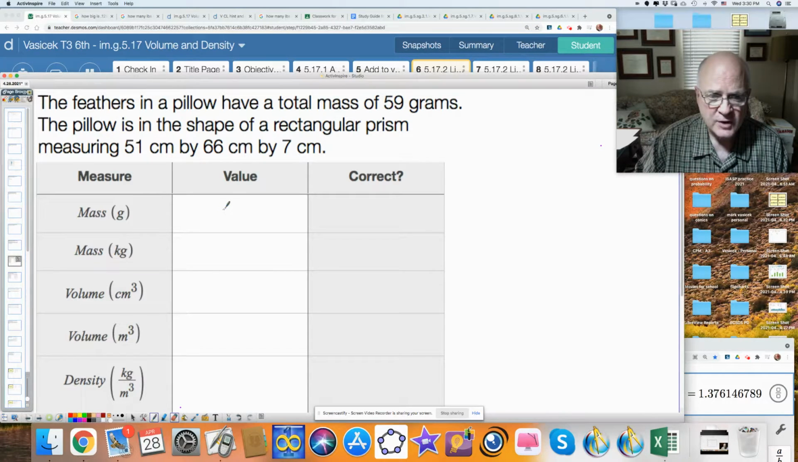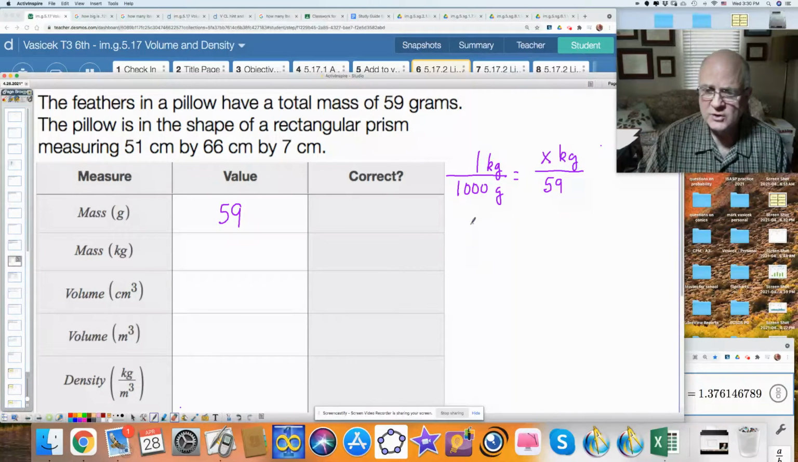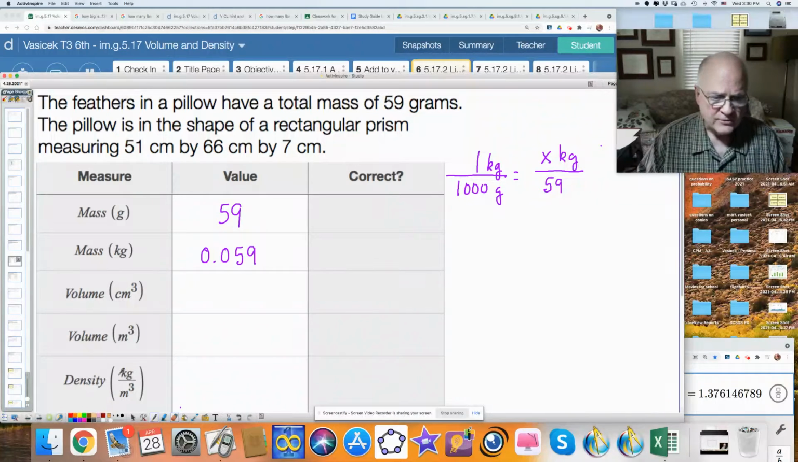First of all, we're told it's 59 grams. That number goes in here. To change that to kilograms, I have 1 kilogram for every 1,000 grams. And I can set this equal to X number of kilograms, which is the number we're looking for, it goes here, for every 59 grams. And you'll notice that this is 59 thousandths, or if I move the decimal place tenths, hundredths, and thousandths, I end up with 0.059 is my kilograms.